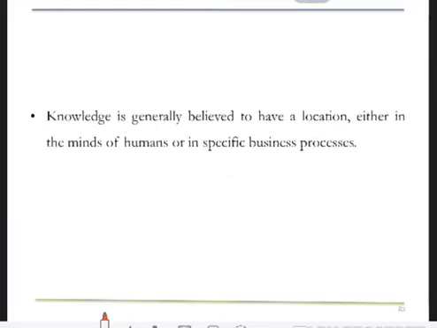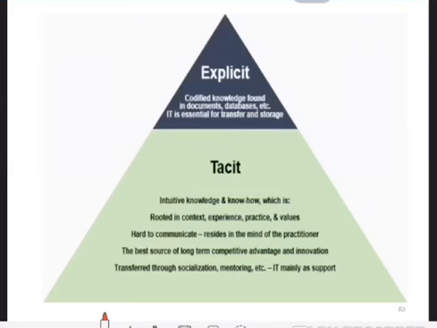So knowledge is generally built to have a location. Any knowledge has a location, either the minds of employees if it is tacit knowledge, or in a specific business process if it is explicit knowledge.